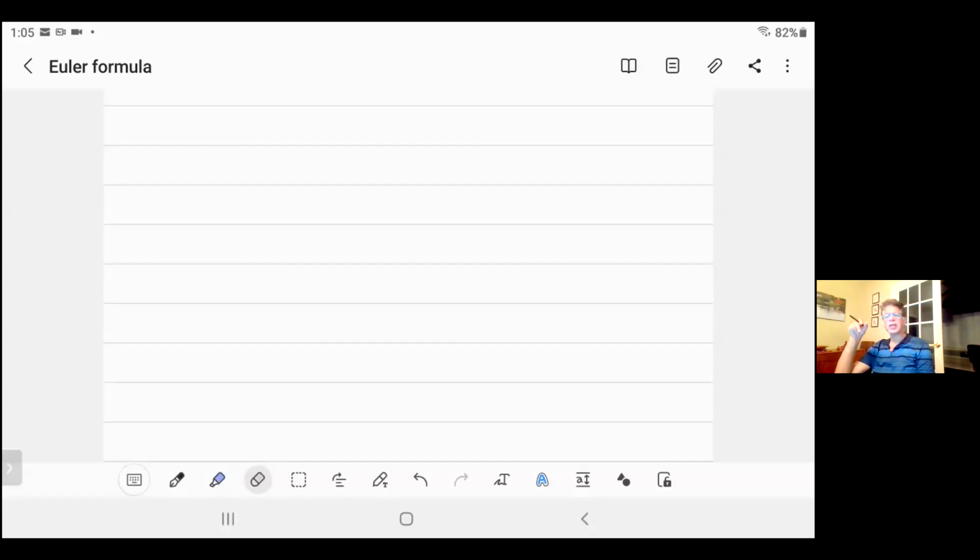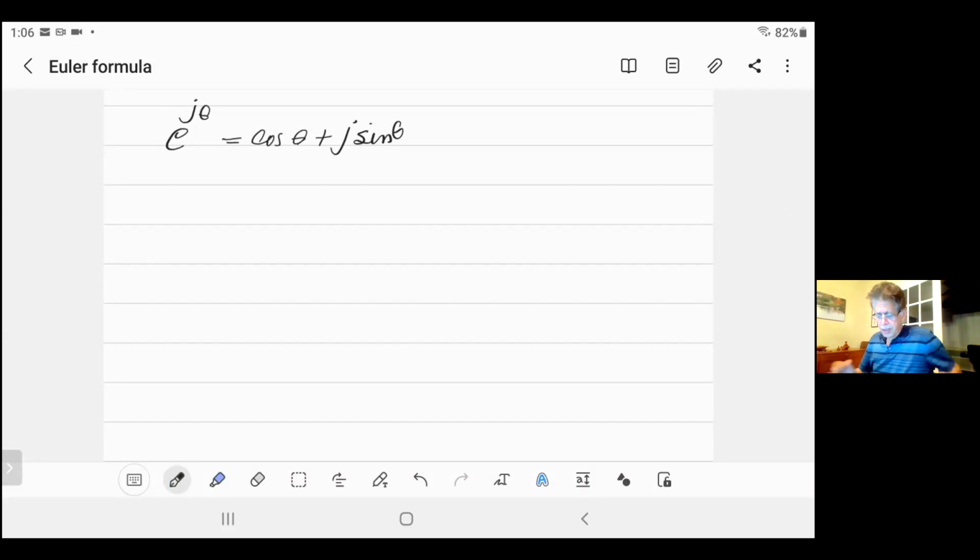Hi everybody. This lecture is dedicated to something called Euler's Formula. Euler's Formula is going to help us understand the relationship between the exponential function and the trigonometric function. It says that e to the power of j theta is equal to cosine theta plus j sine theta. So that's Euler's formula.